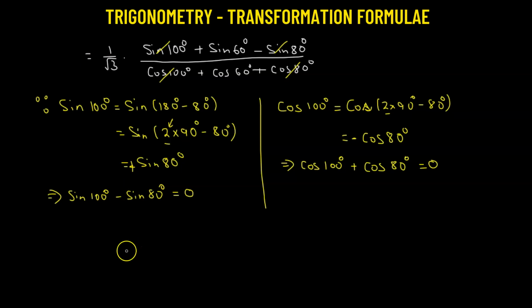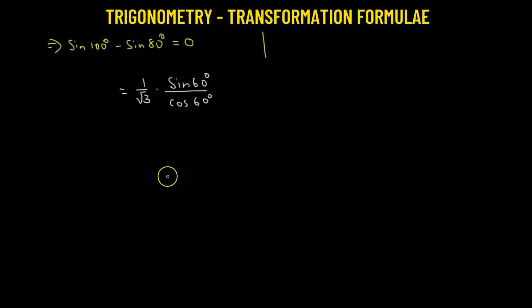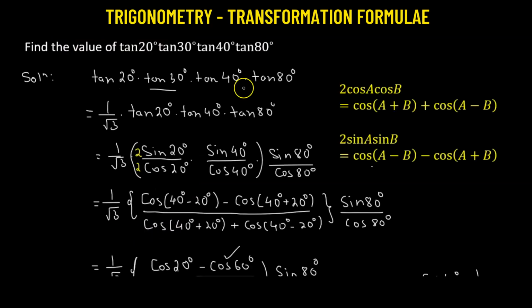Now we are finally left with 1 over square root of 3 multiplied to sine 60 degrees divided by cosine 60 degrees. Now the ratio sine over cosine is nothing but the tangent function. So that means we have 1 over square root of 3 times tangent of 60 degrees. And we know the standard value of tangent 60 degrees. So that's nothing but square root of 3. So that means we have the final value coming out as 1. Therefore, the value of the trigonometric expression tangent 20 times tangent 30 times tangent 40 times tangent 80 comes out to be equal to 1.